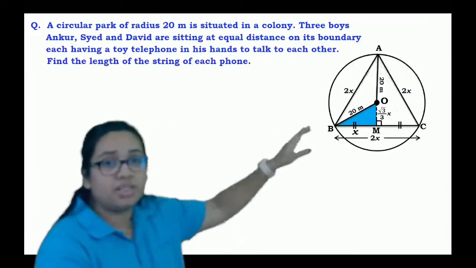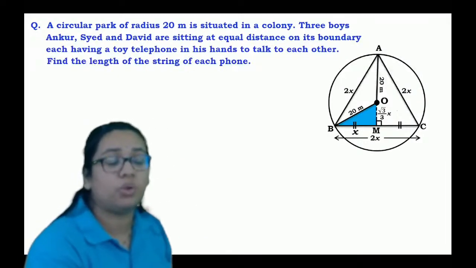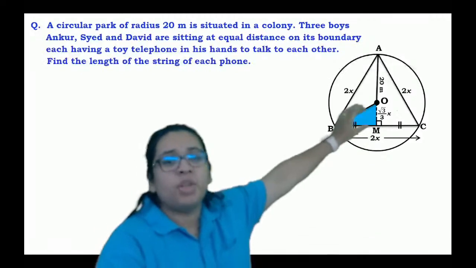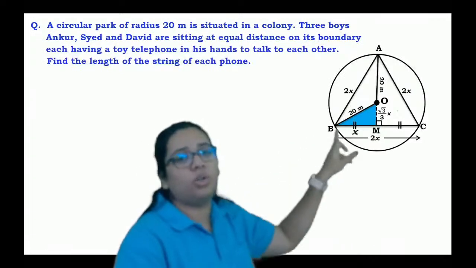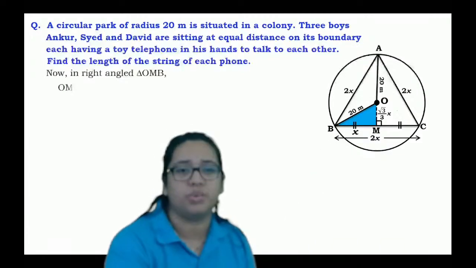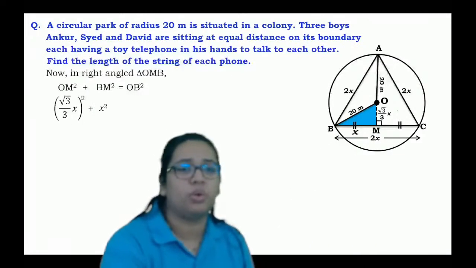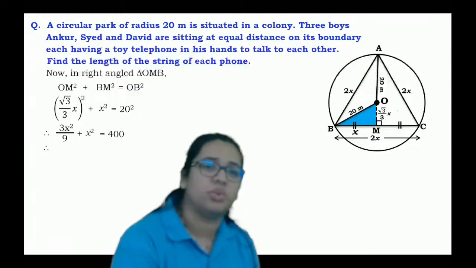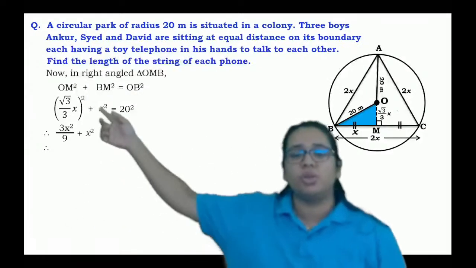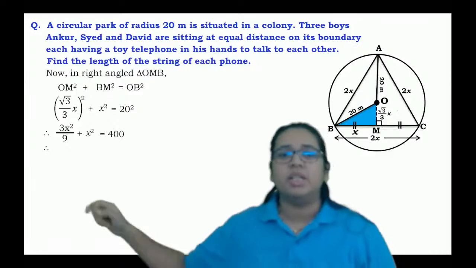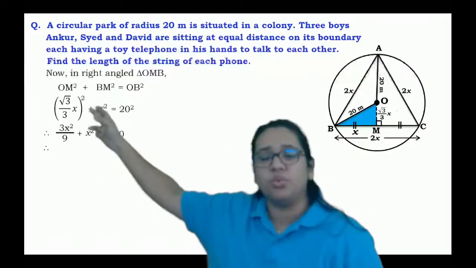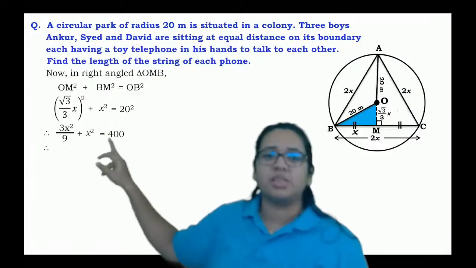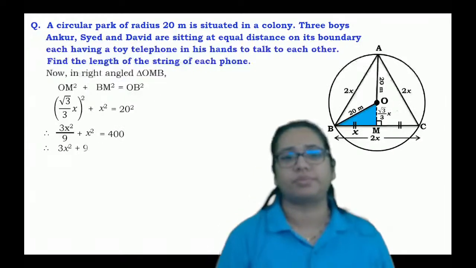So now we can discuss this right angle triangle OMB, where M is a right angle, so M will be 90 degrees. We have the value for OM and already we have the value for OB as well. So in this right angle triangle OMB, we can say that OB square is the same as OM square plus BM square. We'll replace the values of OM, BM and OB here. That is (√3 upon 3 x) whole square. So √3 square will be 3, x square will be x square and 3 square will be 9. Plus x square is equal to 400.